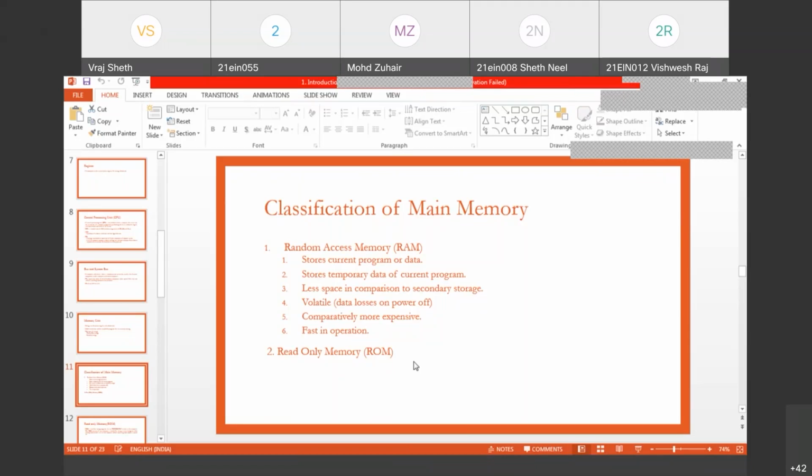Stores current program or data. So whatever is under execution is being stored in RAM. And it stores temporary data for the current program. Whenever you are executing n number of things, temporary files will be created, and all those temporary files will be stored here. If you have RAM of less capacity, then you might face lagging, or some of the programs would not be able to get executed.